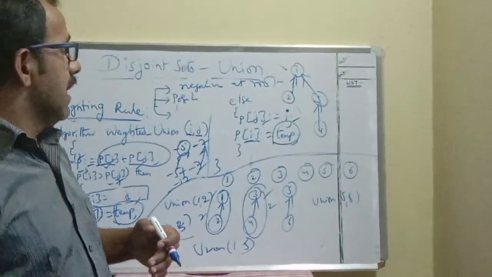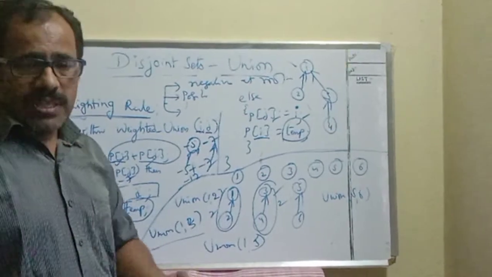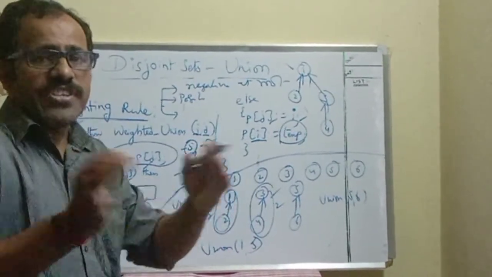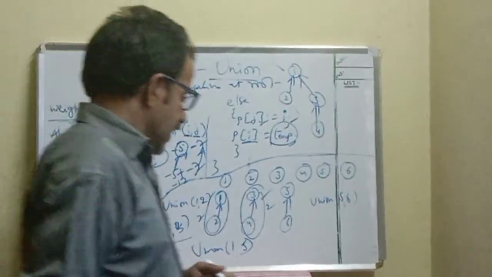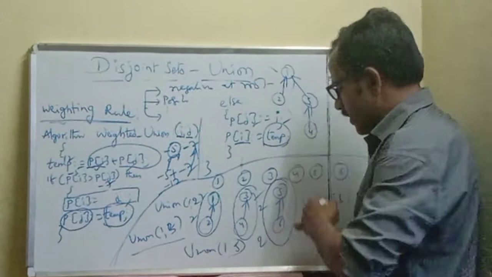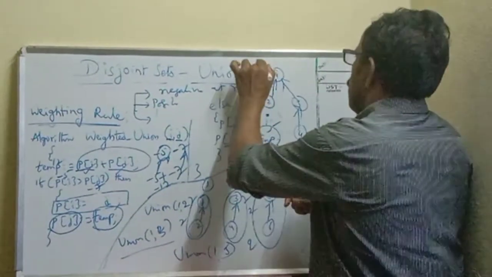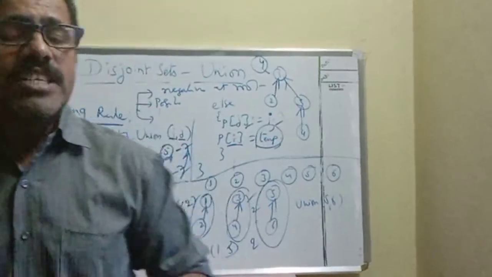Generally we make the root node of the combined tree the root node of the tree which has the highest number of nodes compared to the second tree. Okay? Here, if you combine, how many nodes are there in this tree structure? Only 2 nodes. How many nodes are there here? 4 nodes. Then according to the weighting rule, how can we combine these two trees?